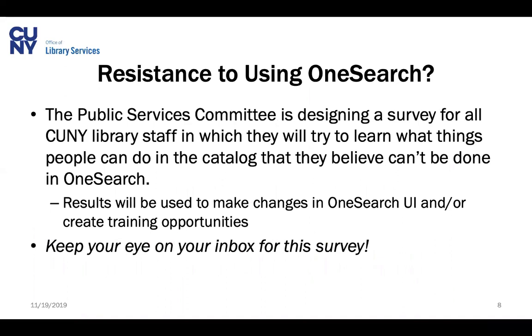So the Public Services Committee is designing a survey for all CUNY library staff in which they will try to learn what people can do in the catalog that they believe can't be done in OneSearch. And the results of the survey will be used to make changes to the OneSearch user interface and/or create training material once we know what it is that people feel like they can't do in OneSearch. And that survey should be coming out next month, and if not in December, then January. It is a high priority for the Public Services Committee.